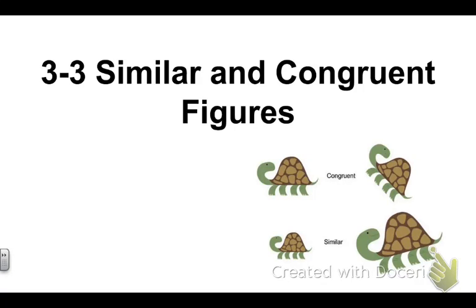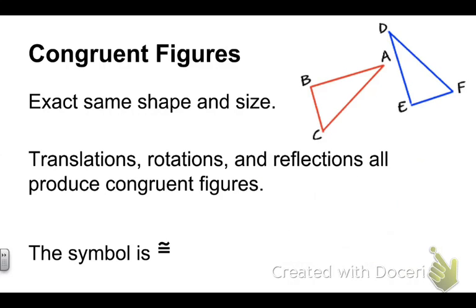Today I want to talk about similar and congruent figures. Congruent figures have the exact same shape and size. Translations, rotations, and reflections will all produce congruent figures. The size does not change. And then the symbol for congruent is the equal sign with a little squiggly line on top of it. That means "is congruent to."